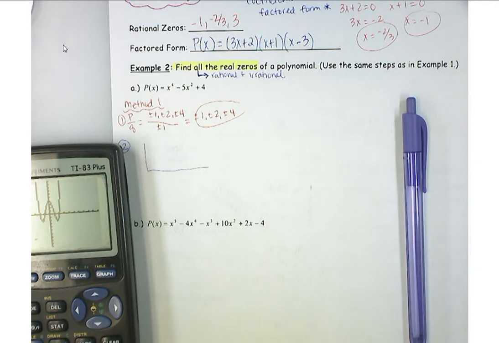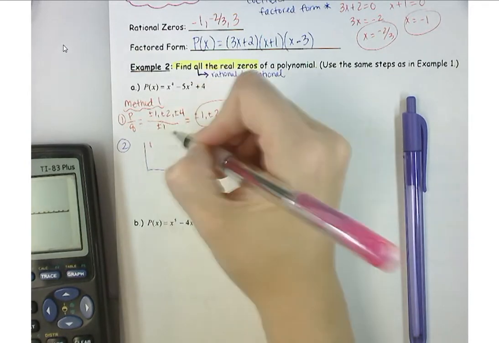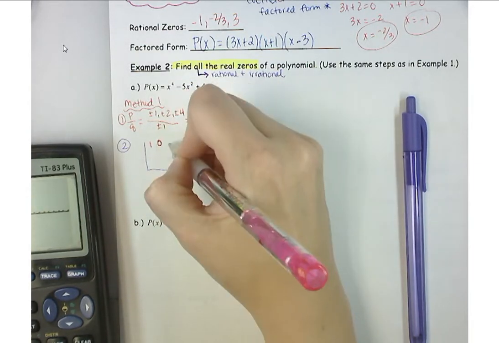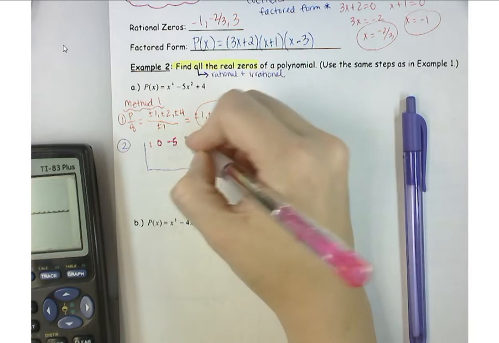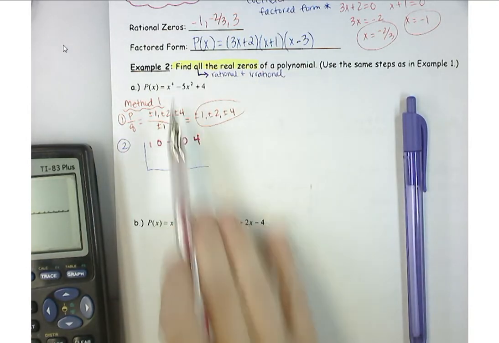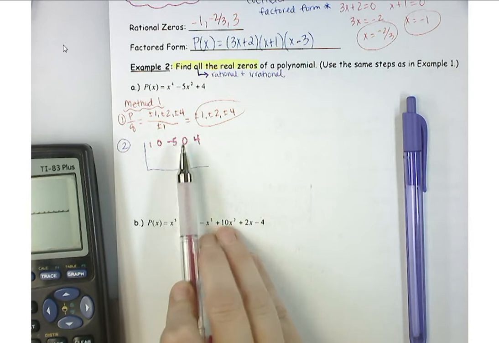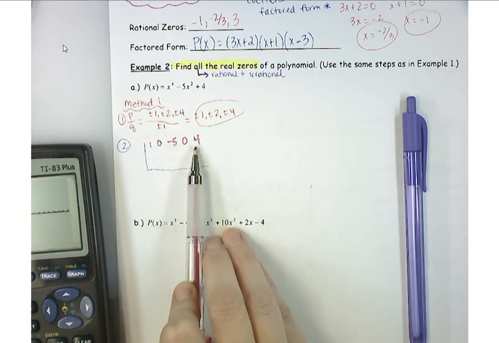All right, John M., what are my coefficients going to be for my synthetic division? 1, 0, -5, 0, 4. Okay, so you started with x to the 4th. There's no x cubed, which is why you have the 0. X squared, there's no x, constant term.